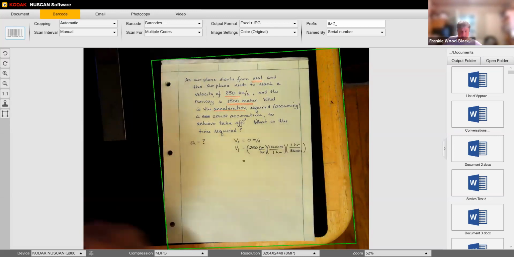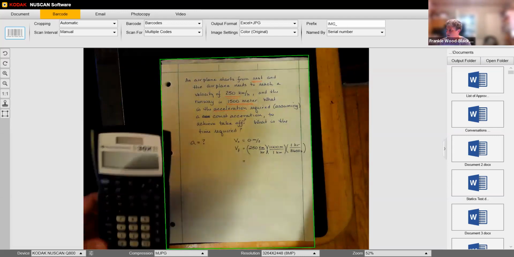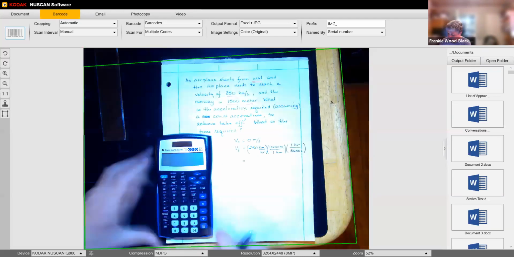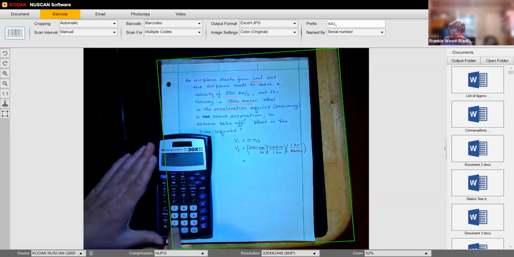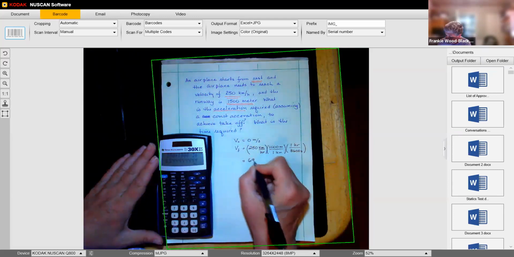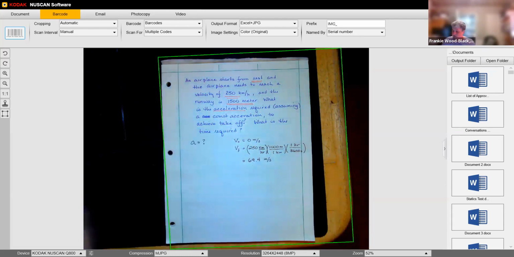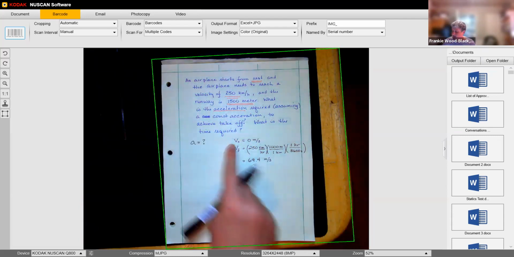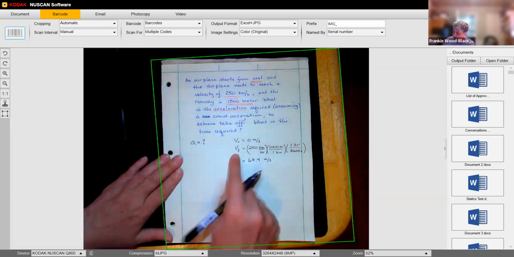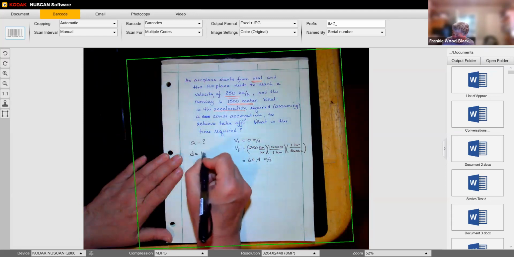So I'm going to go ahead and do that conversion real quick. I'm going to start out with everything in meters per second. So I'm going to get my 250 times my 1,000 divided by my 3,600. And I'm going to get 69.4 meters per second. So I have my initial velocity, I have my final velocity. We're also given a distance, and my distance is 1,500 meters.